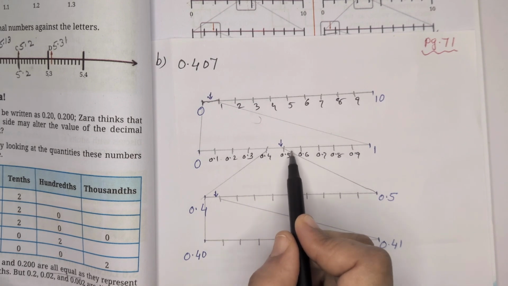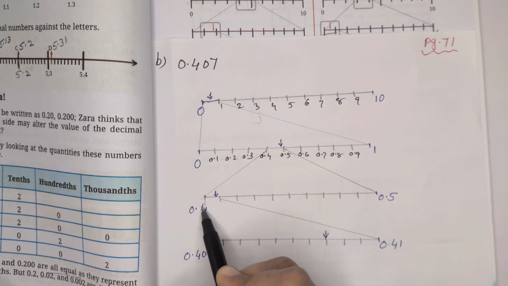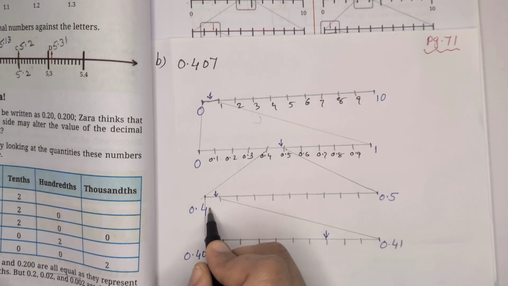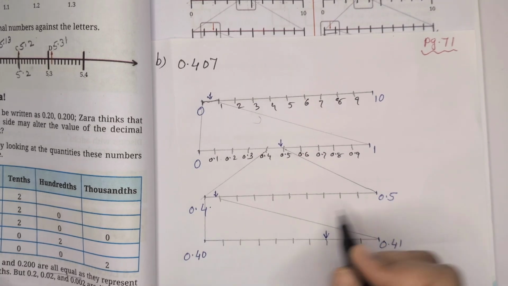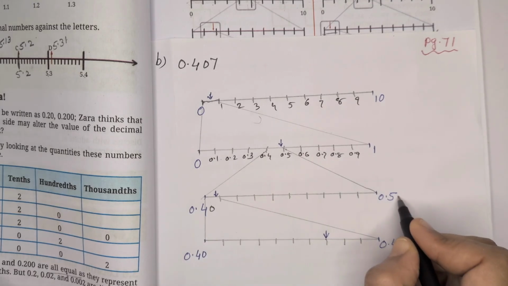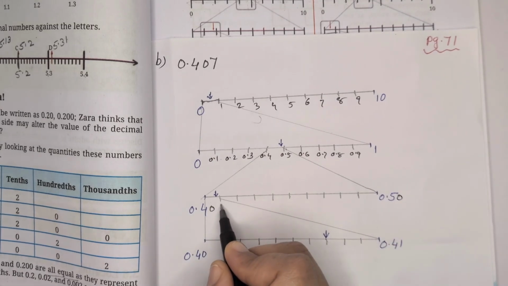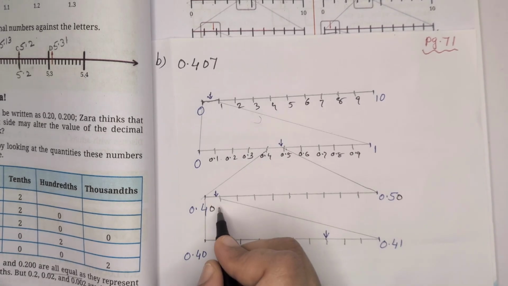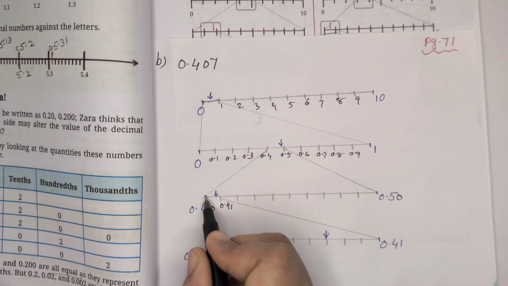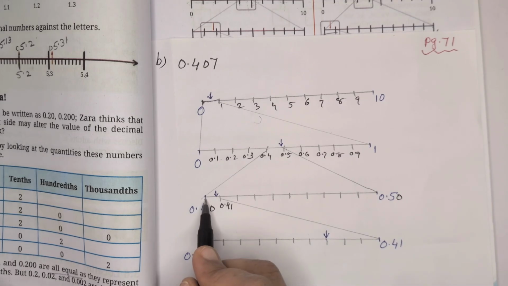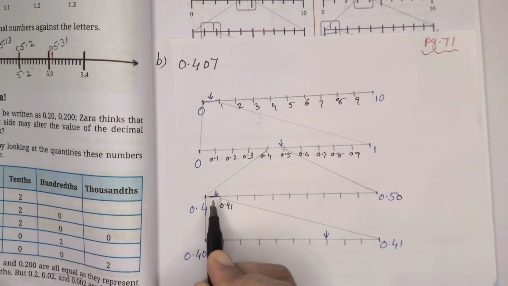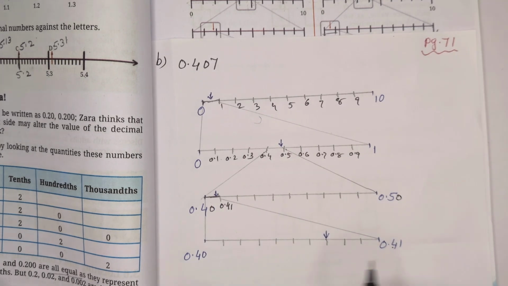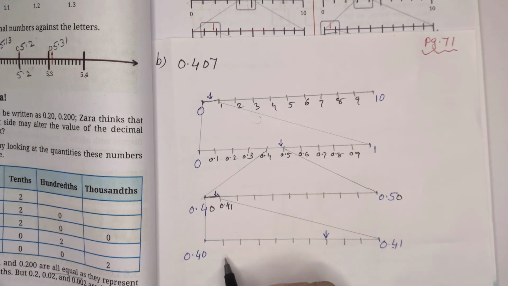Now in between 0.4 and 0.5, that's 0.4 here, 0.5 is here. So this we can consider as 0.40 and here 0.50. So again 0.41, 0.42, 0.43, like that it is going on. Now we are taking this as 0.41. Again 0.40, same as that, in between this space we are considering. So 0.40 and 0.41.